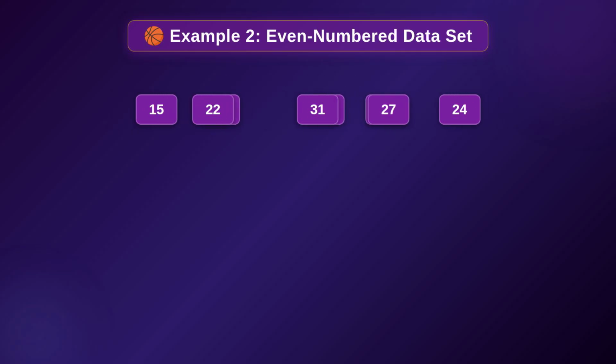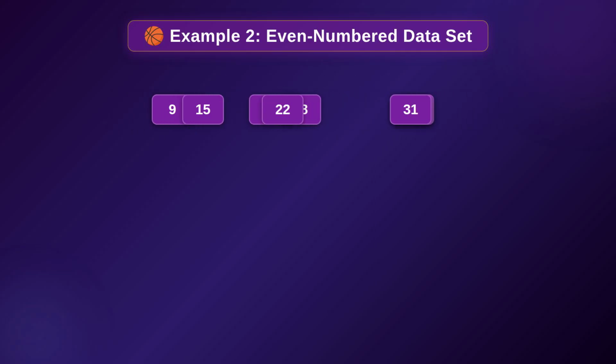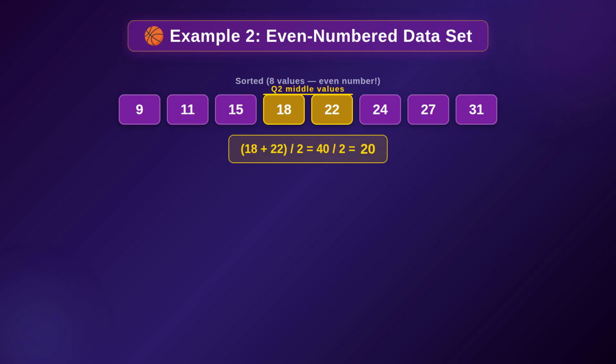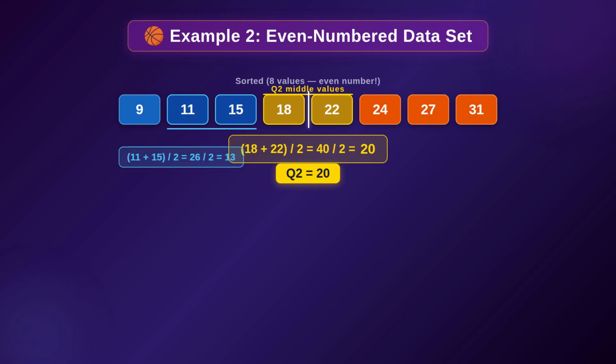Marcus's next problem, basketball points scored over 8 games: 15, 22, 9, 31, 18, 27, 11, 24. Step 1, sort them. 9, 11, 15, 18, 22, 24, 27, 31. 8 values, even number. Step 2, find Q2. The 2 middle values are the 4th and 5th, 18 and 22. Average them. 18 plus 22 equals 40, divided by 2 equals 20. So Q2 equals 20.